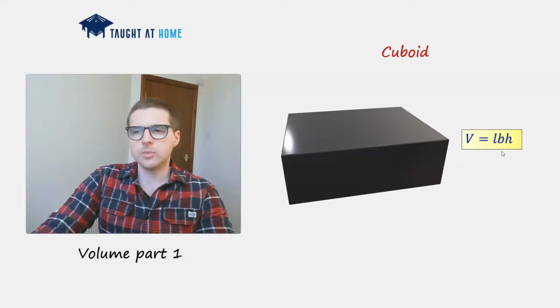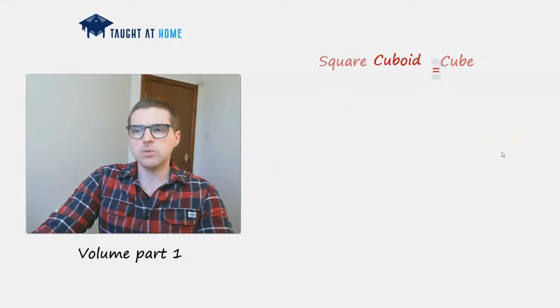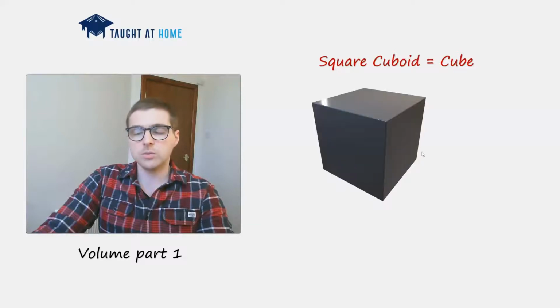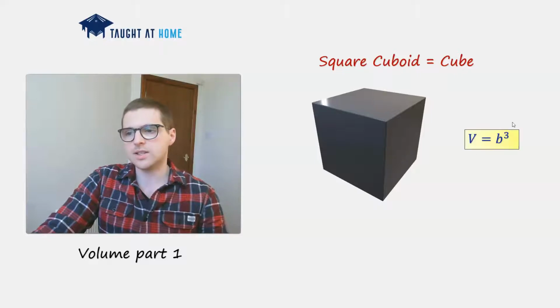A common form of cuboid is a square cuboid known as a cube. This is where the length, the breadth and the height are equal. So we can say the volume of this is one of these dimensions cubed. So in this case we'd say it's the breadth cubed.